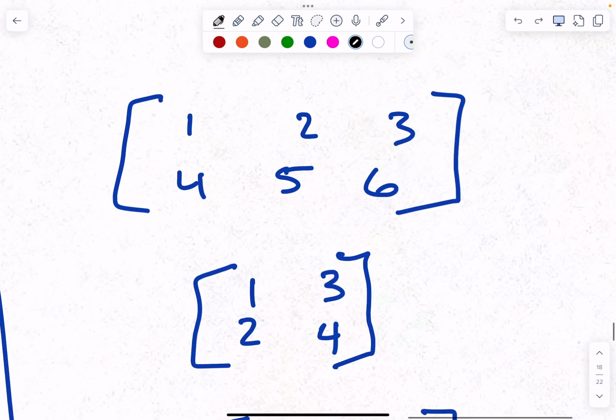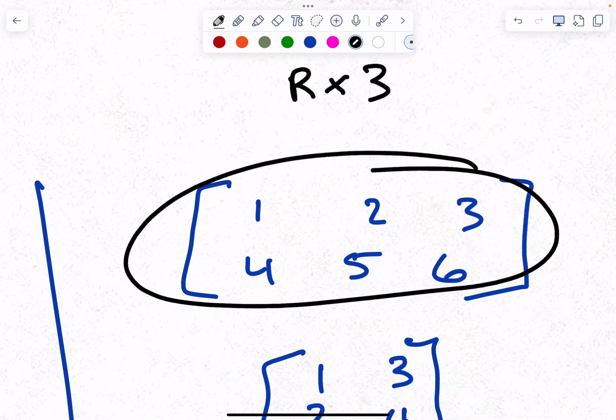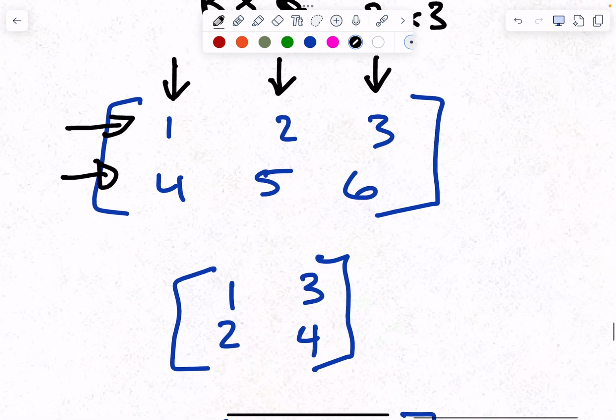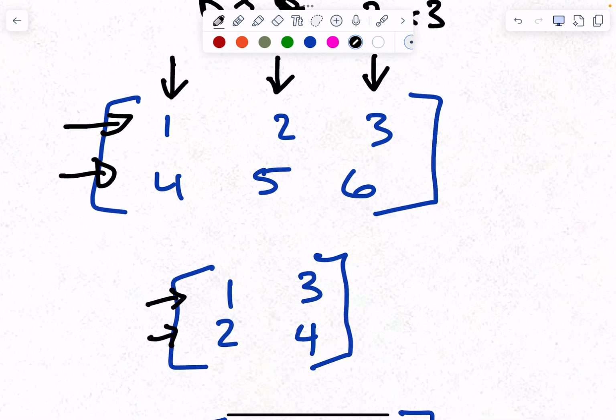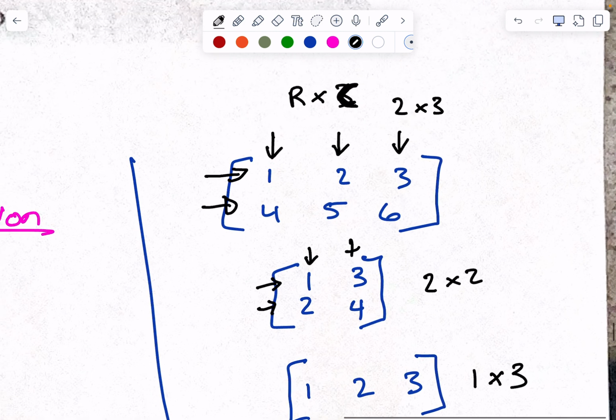So this guy, it goes row by column. So this guy has 2 rows and 3 columns, so he is a 2 by 3, right? This guy has 2 rows, 2 columns, so he is a 2 by 2. What about this one? He is a 1 by 3. Rows first, then columns. Got it?